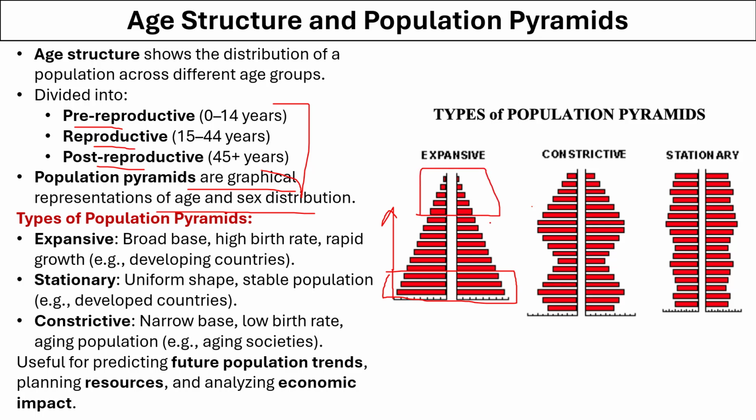So this population is expanding, whereas the stationary population has a similar number of individuals in all three age groups. So this kind of population has stabilized, for example, in a developed country. But in a constrictive pyramid, we see that the lower group is smaller and the upper age group has more individuals. So this is the example of an aging population. This information is useful for predicting future population trends, how to allocate resources, and what the impacts of this kind of trend are going to be on the economic situation of a country.